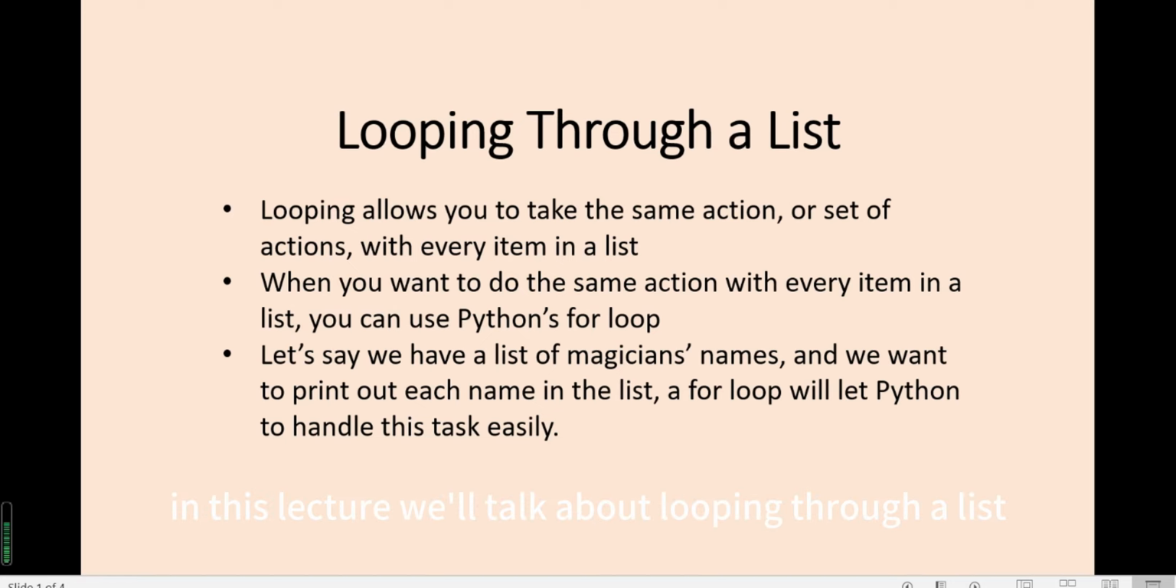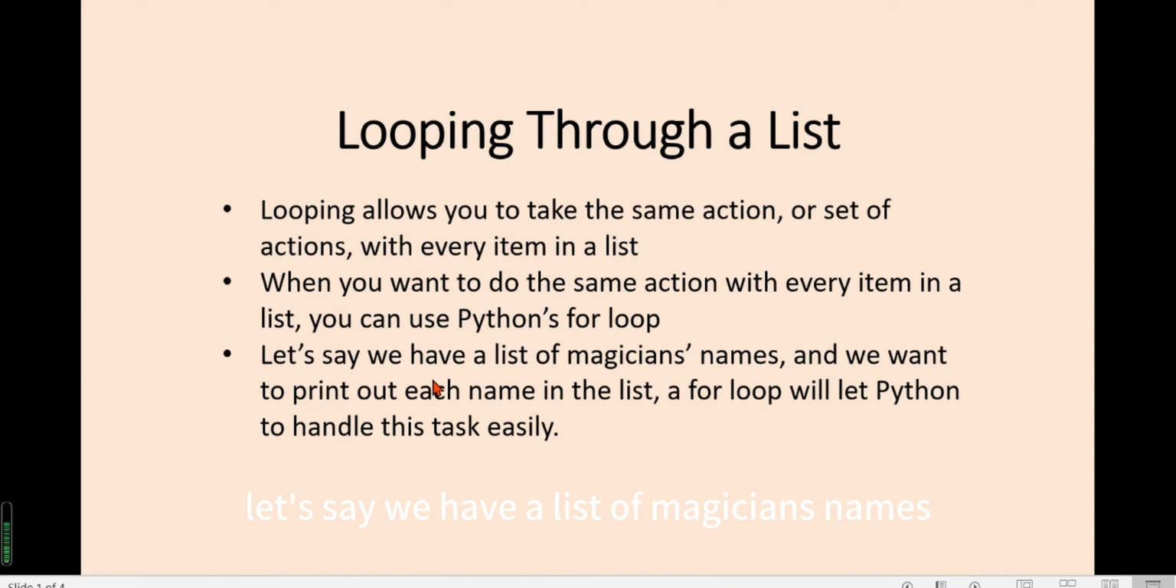Hello, in this lecture, we will talk about looping through a list. Looping allows you to take the same action or set of actions with every item in a list. When you want to do the same action with every item in a list, you can use Python's for loop.